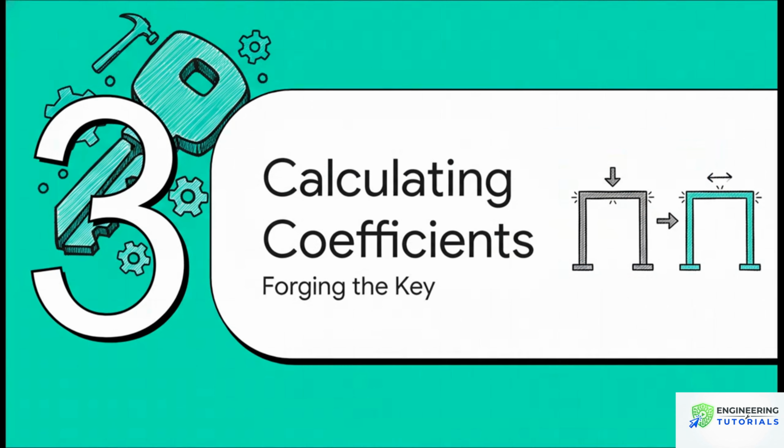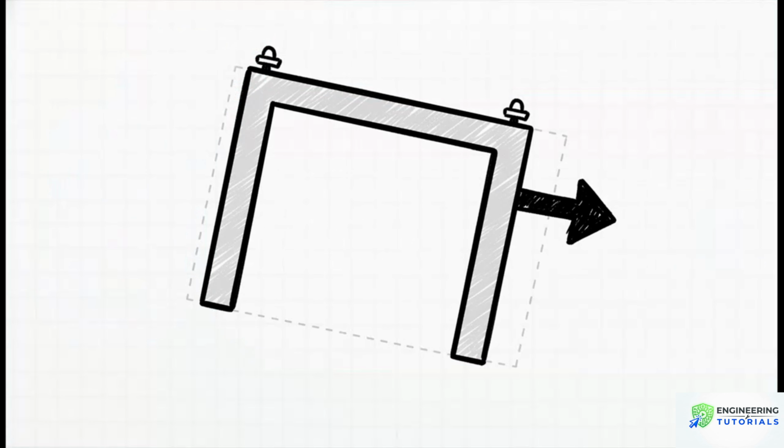Right, so how do we actually build this thing? Well, you don't do it all at once. We're going to forge this key piece by piece. We'll figure out all the values inside the matrix, the coefficients, by looking at 3 separate, much simpler scenarios. Let's start with case 1.